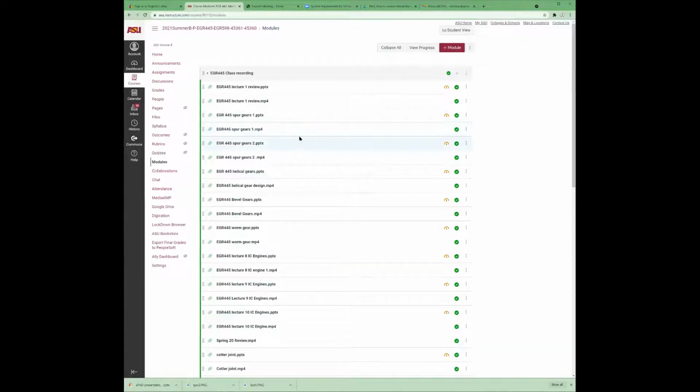And again, the grades will be posted in Canvas. An A grade, I think, is above 90, B is 80 to 90, C is 70 to 80, and D is 60 and above. If you look at the syllabus, the grading is also discussed.